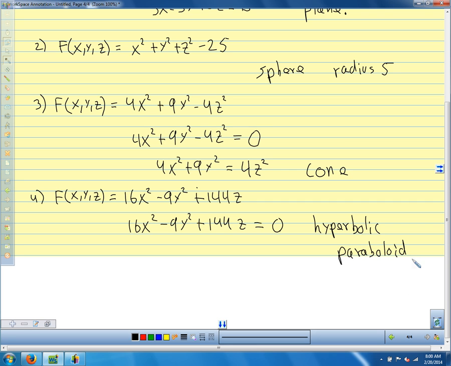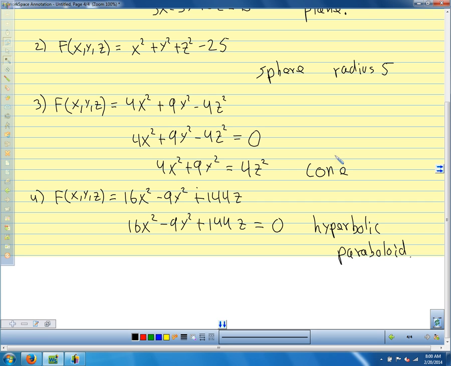Parabolic hyperboloid. They look like a saddle. So, like this, like that. It's hard to draw them. All right. So those are level surfaces. We're going to be doing a lot of work with surfaces, so it is important to be able to visualize these surfaces.